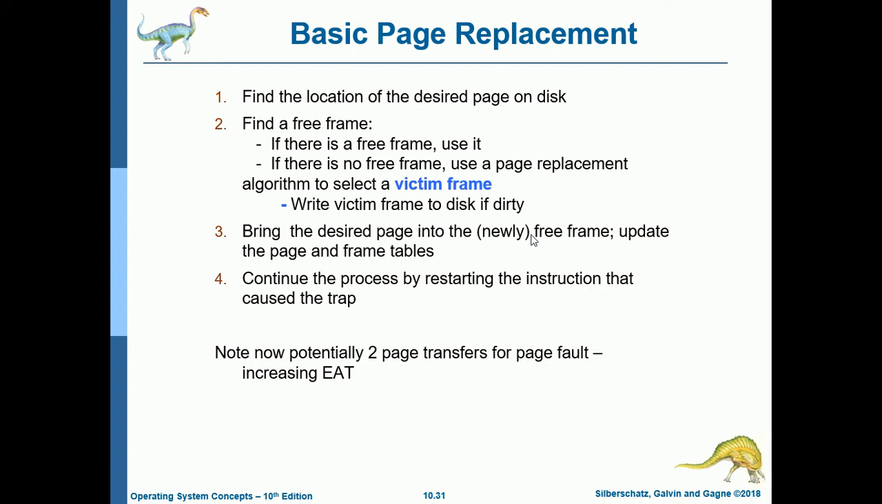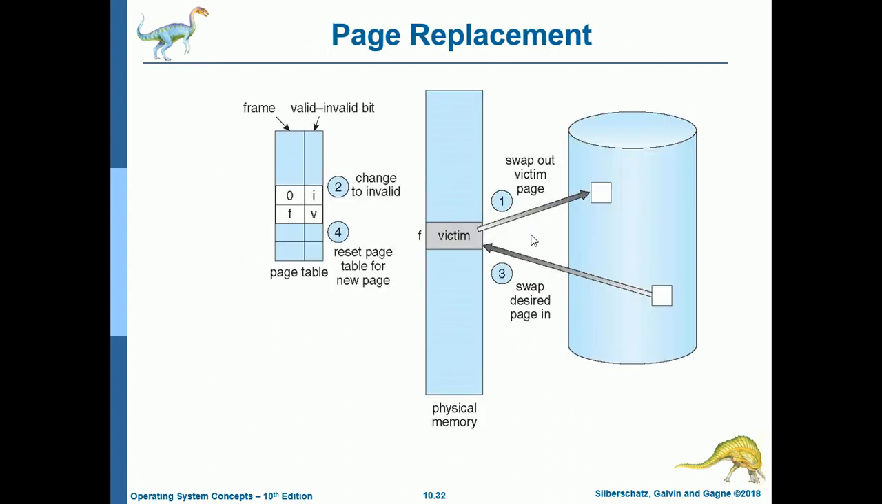Note that there are now potentially 2 page transfers for a page fault, so this increases the effective access time, or EAT. So, page replacement, for example, in the page table: first, swap out the victim page. Number 2, change it to invalid since you've removed the victim page. Number 3, swap the desired page into physical memory. And number 4, reset the page table for the new page.